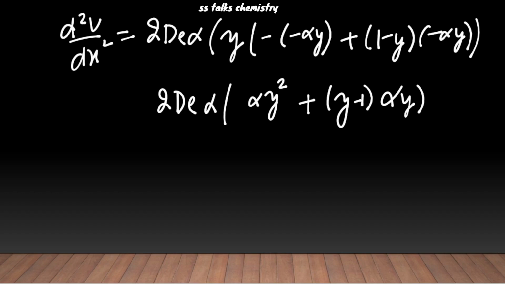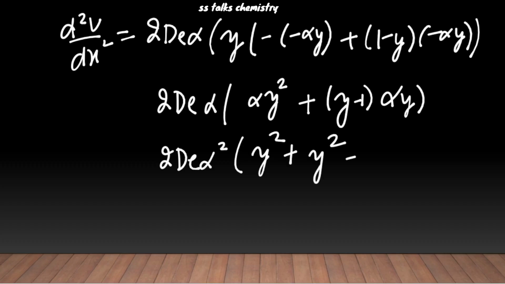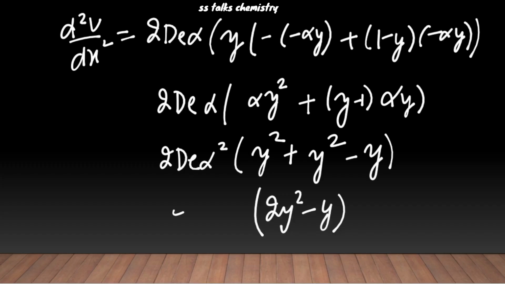Now alpha we can take outside. So 2 De alpha square into y square plus, now open this bracket, y square minus y it will become. This is what we are getting. So 2 times y square minus y into 2 De alpha square.